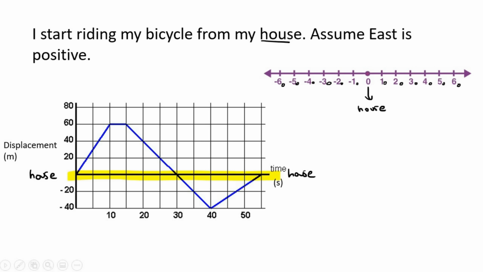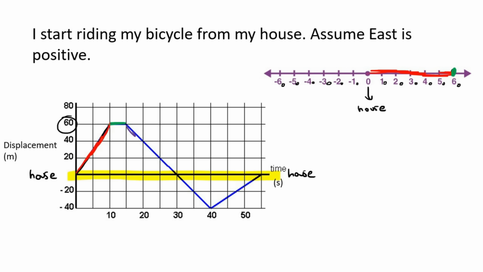So let's see what happens here. We're first going to analyze this graph, and then we'll do some questions on that graph. So for the first part, it says that assuming that east is positive. Okay, so we can see here that this person starts off and gets to 60 meters. They start at their house and east is positive, so they go 60 meters over there. So that's the first part, that part there. Then for this next part over here, they stay at 60 meters. That means they're not moving because they're not moving any further away from the house. It stays at 60.